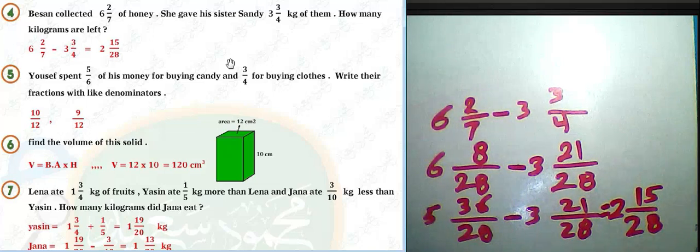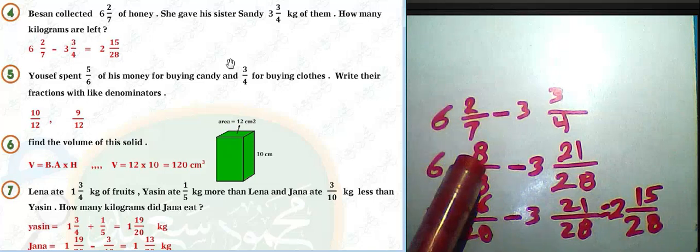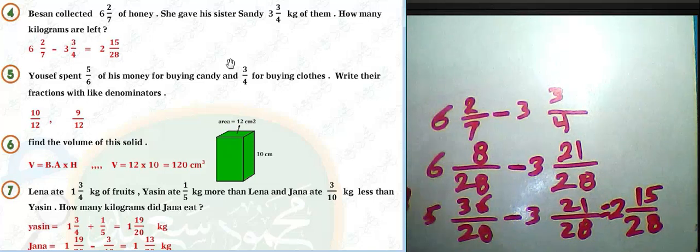Again, Bisan collected 6 and 2 over 7 of honey. She gave his sister Sandy 3 and 3 over 4 kilograms of them. How many kilograms are left? The left will be 2 and 15 over 28. We can find the difference between them by writing the least common multiple, and you must know 8 minus 21 we can't do, so you must borrow 1 from 6, it will be 5, and 1 equals 28 over 28. 28 over 28 plus 8 over 28 equals 36 over 28.